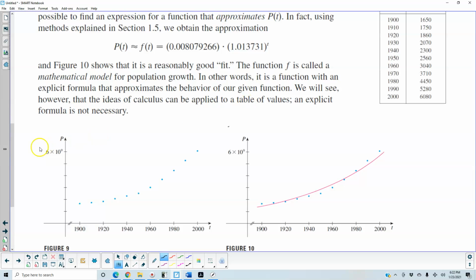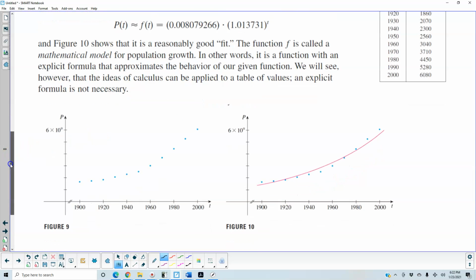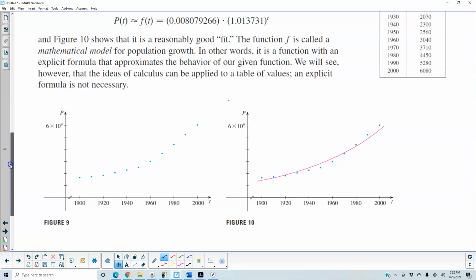We will see, however, that the ideas of calculus can be applied to a table of values. An explicit formula is not necessary. So here we can see that this is the scatter plot in figure 9 of our data in that table. And so, using some of the ideas you'll see in section 5, we can come up with a formula to approximate this particular scatter plot. So when we graph that function, we can see that it's approximating what we plotted in the scatter plot.